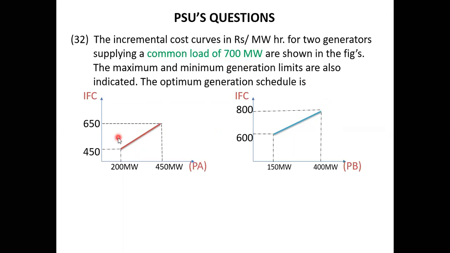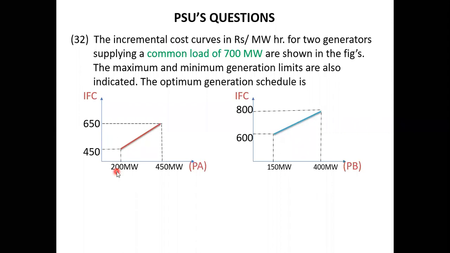Now again, there is a huge amount of information in these two characteristics. The first characteristic is related to generator A and the second characteristic is related to generator B. This characteristic is nothing but the curve between incremental fuel cost versus power generation. Similarly, this is also the same thing: the incremental fuel cost versus power generation in case of B.